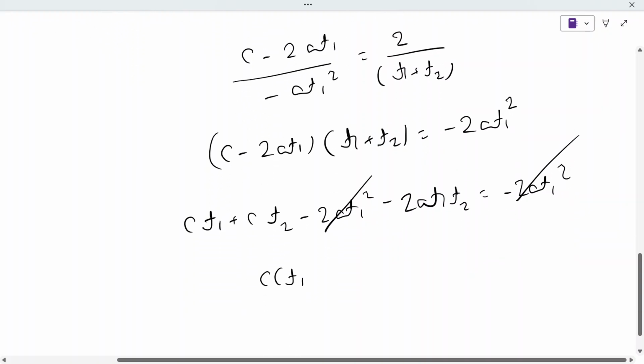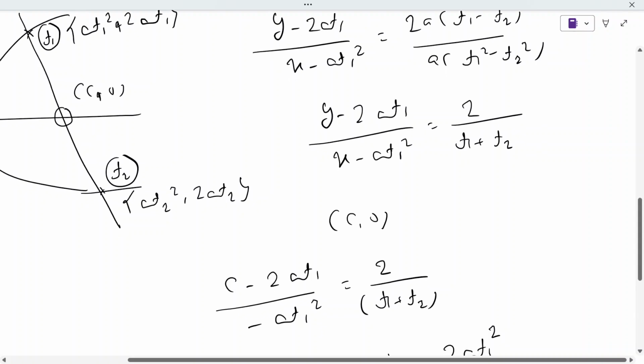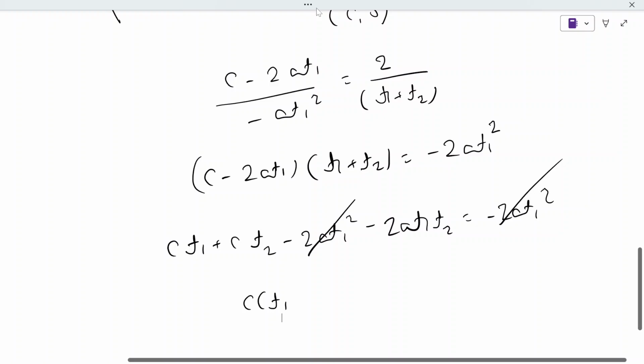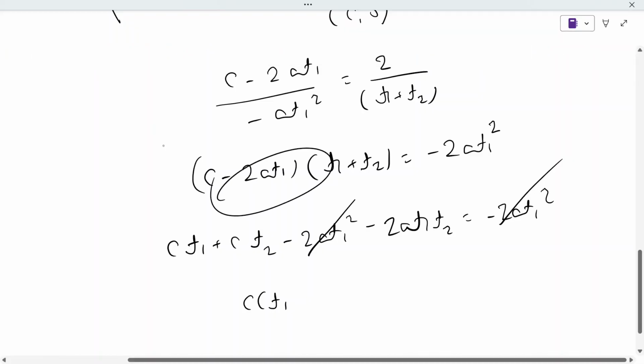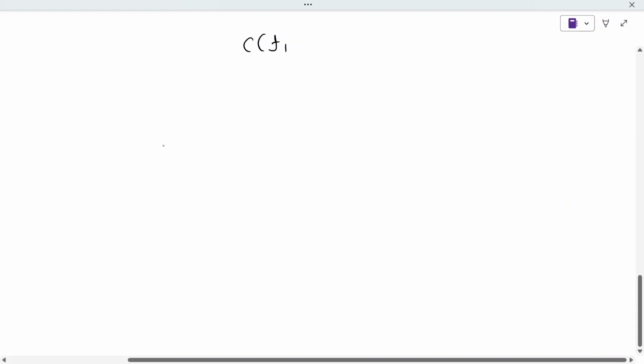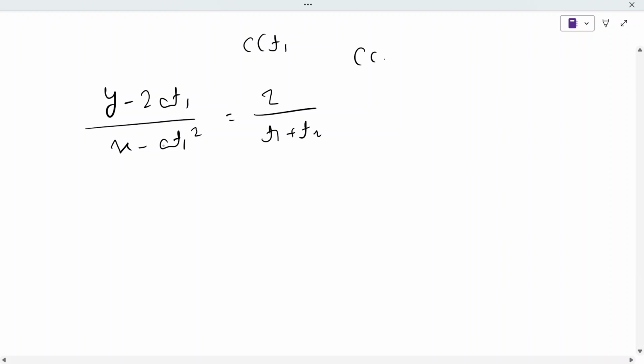Sufficiently, I think I have made a mistake still. Wait a minute, x equals 0. It is given as C comma 0, right? And I'm passing this reciprocal of that. So (y minus 2a T1) upon (x minus a T1 square) is equal to 2 by (T1 plus T2), and it passes through C comma 0.